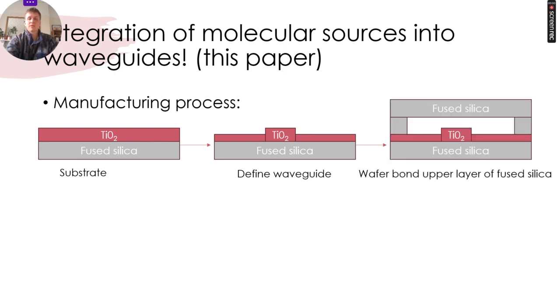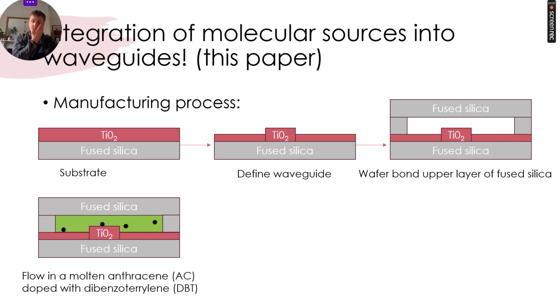They then use a process called wafer bonding, and it's just what it sounds like. You get two wafers and you stick them on top of each other, and you fuse them together with either an adhesive or some natural van der Waals type force between them. As this diagram shows, this creates a nice well, a nice empty air gap between the TiO2 and the fused silica above it.